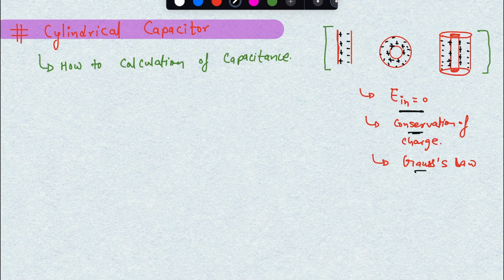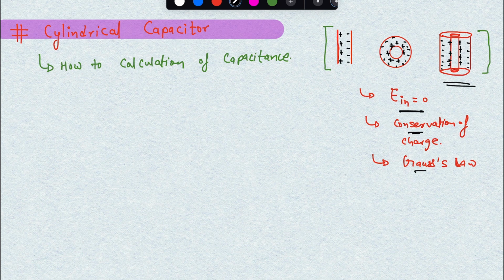Okay, now let's come back to the cylindrical capacitor. In this video we are going to discuss how to calculate the capacitance, and the method I will discuss here will also help you understand how we calculate the capacitance of any other kind of geometry. Maybe it is spherical or any other kind. Even if it is a bit complicated and not necessarily cylindrical, I can have a concept.